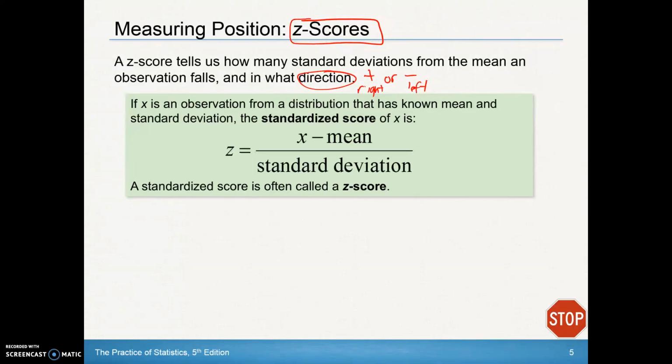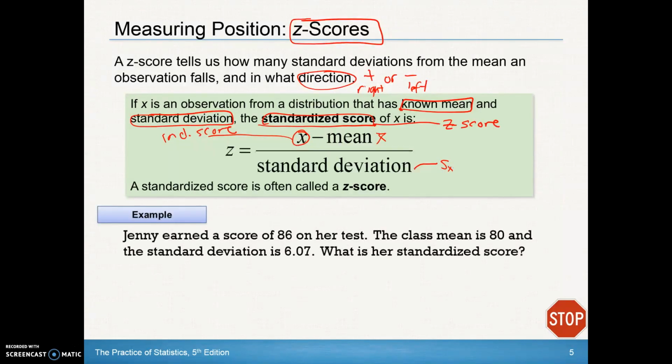So if an observation from a distribution has a known mean and standard deviation, the standardized score, or a lot of times we just like to call that a Z-score, is calculated by taking that individual score that you're investigating, minus the mean, which is usually abbreviated as x bar, and divided by the standard deviation, which is usually abbreviated s sub x.